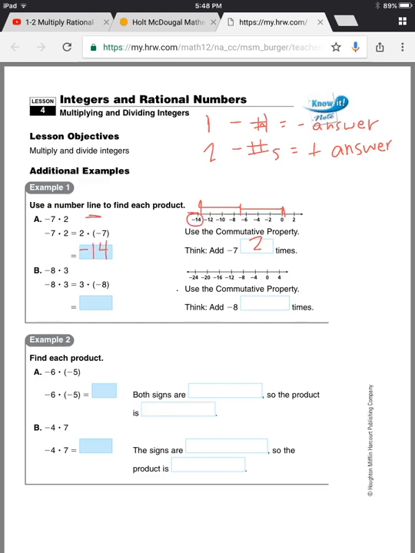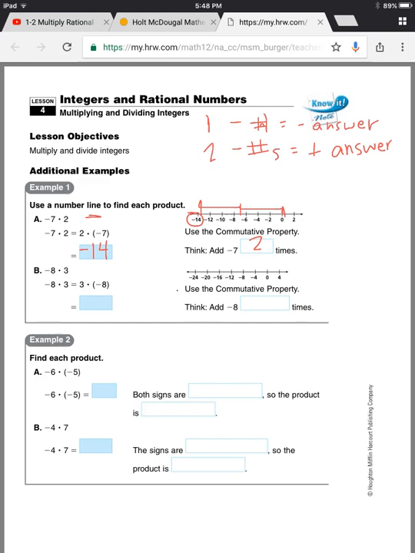Or, easier, if you don't want a visual, because that confuses you, you can just do 2 times 7 is 14. There's one negative, so it's a negative answer.